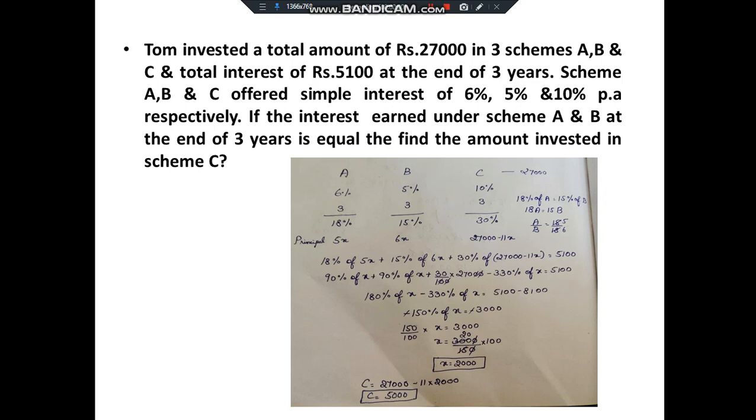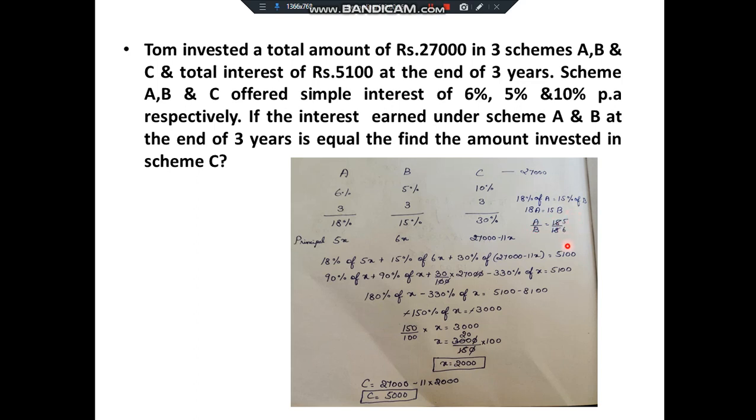Question, so write down 6, 3, 5, 3, 10, 3. Okay, and find the total percentage for 3 years. So 18%, 15% and 30% respectively, and total principal is 27,000. Okay, and the hint is interest earned under scheme A and B at the end of 3 years is equal. So interest is 18% of A, which is equal to 15% of B, right? So percentage and of get cancelled. So 18A is equal to 15B.